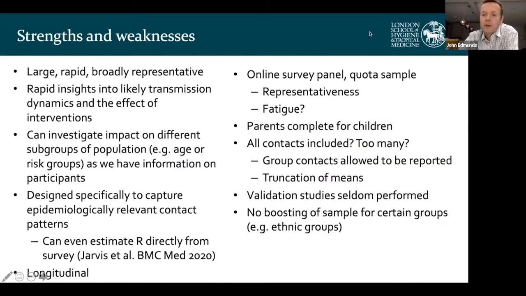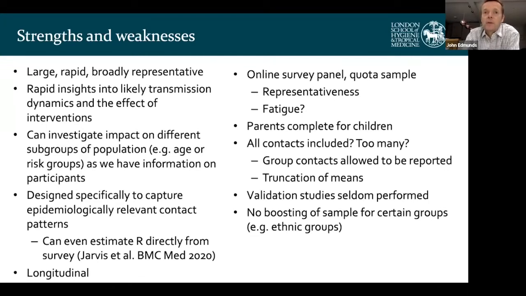So I'll finish with just a few words about the strengths and weaknesses of the approach that we've taken. On the left-hand side, I've got the strengths. It's large and rapid; we do it every week and we get the results very rapidly, and it's broadly representative of the UK population. It does give us rapid insights into likely transmission dynamics and the effect of interventions. We can investigate the impact on different subgroups, as I tried to show you, so age groups or risk groups or both. And we can do that because we have, of course, information on that.